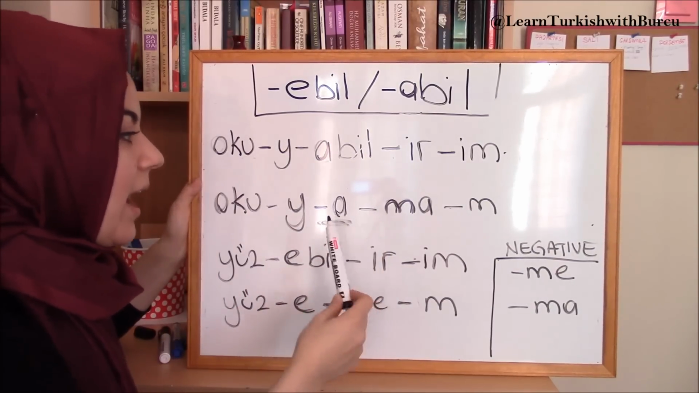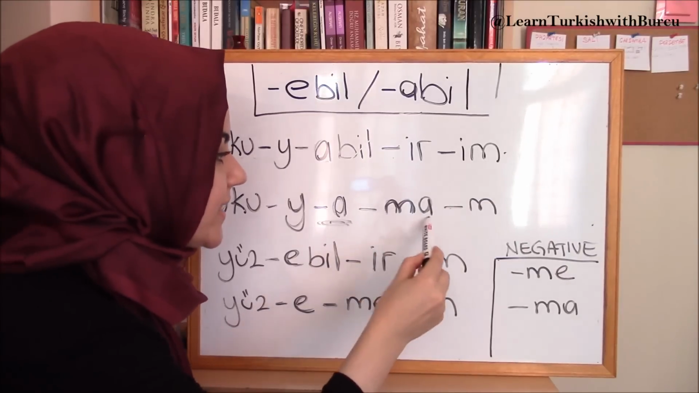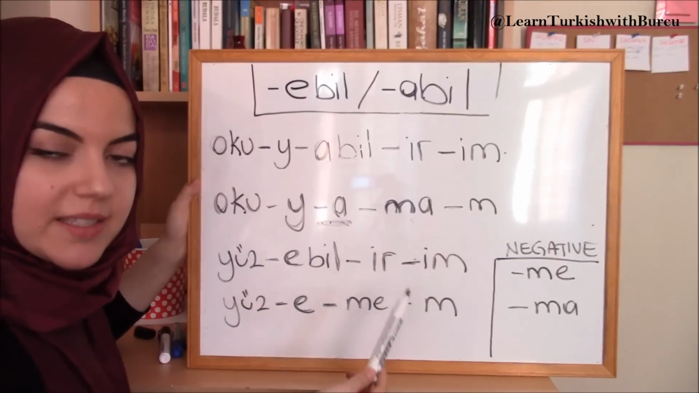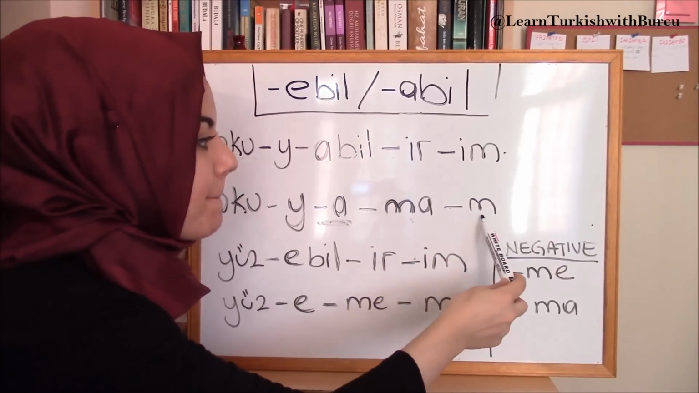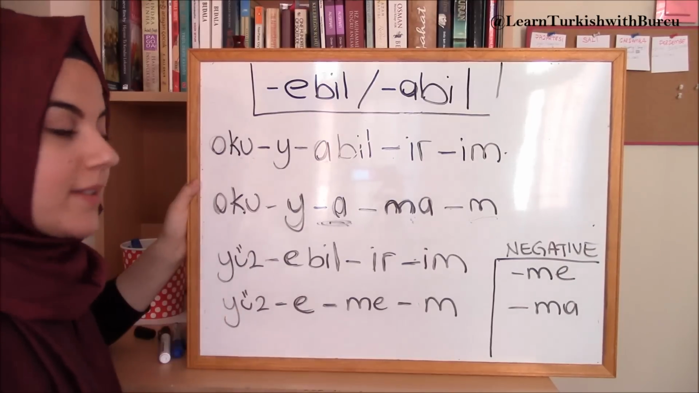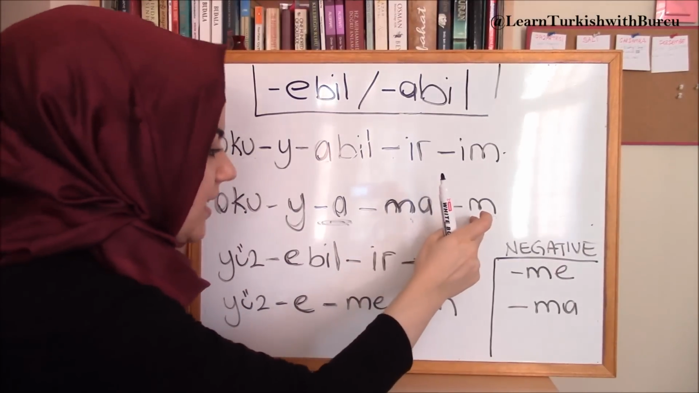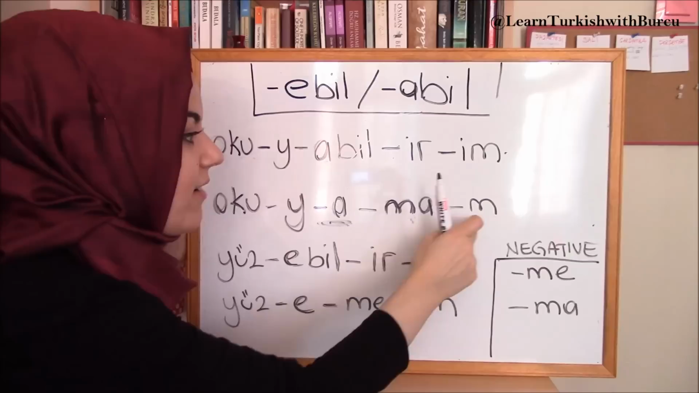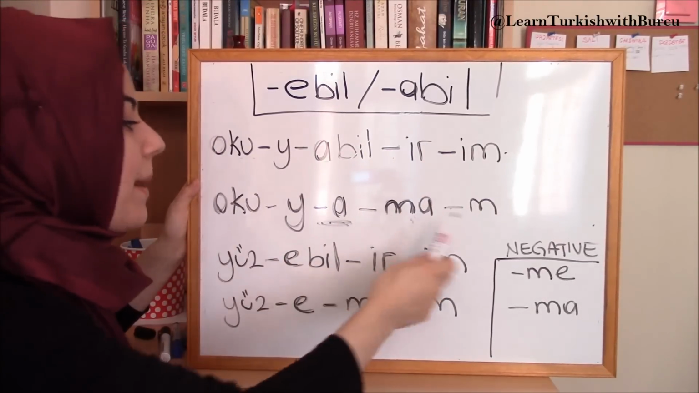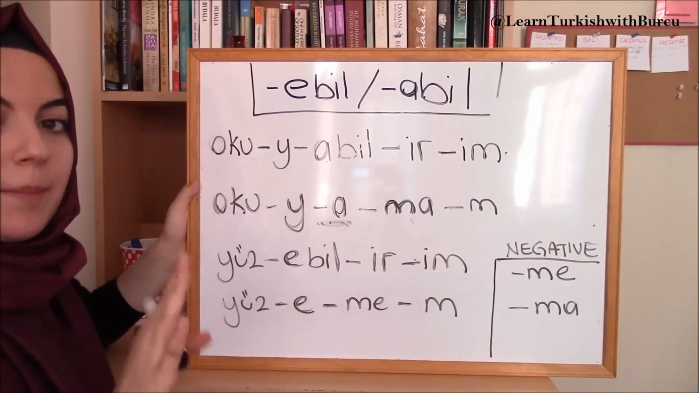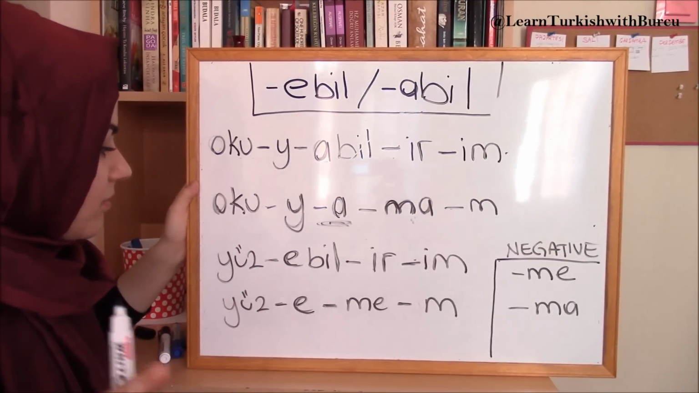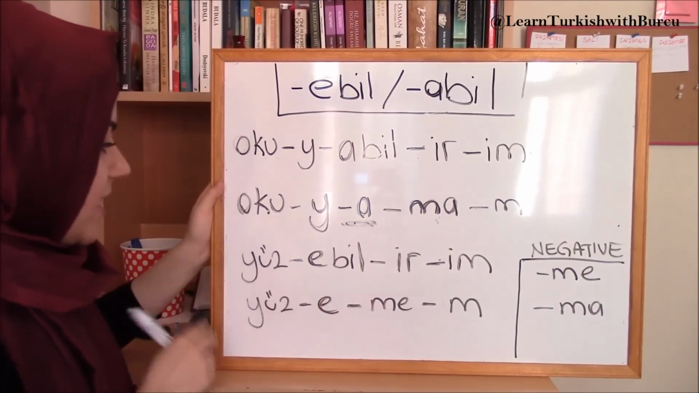Oku ya ma m. Ma is the negative suffix. And then m is for first person singular. In this form, we just have m instead of im. Okuyamam, ben okuyamam. So, let's see another verb.